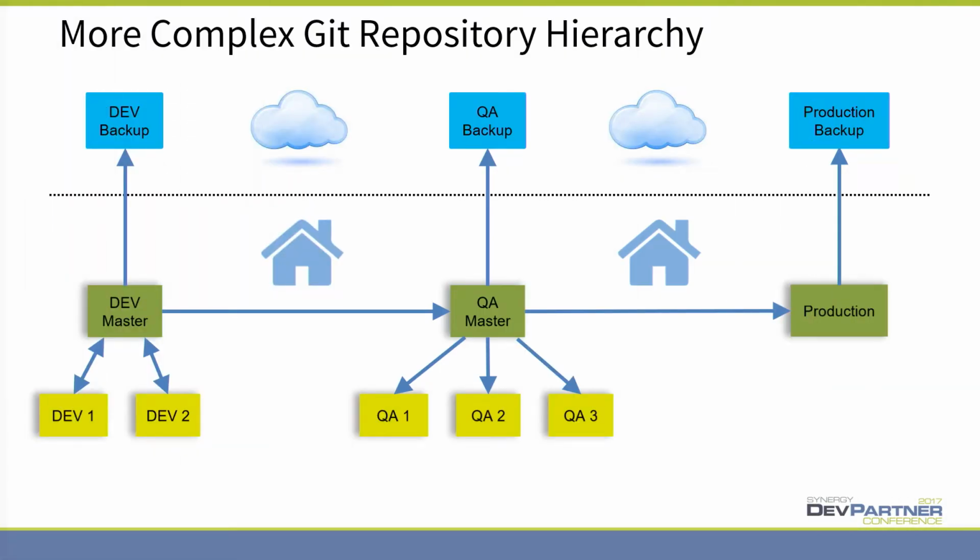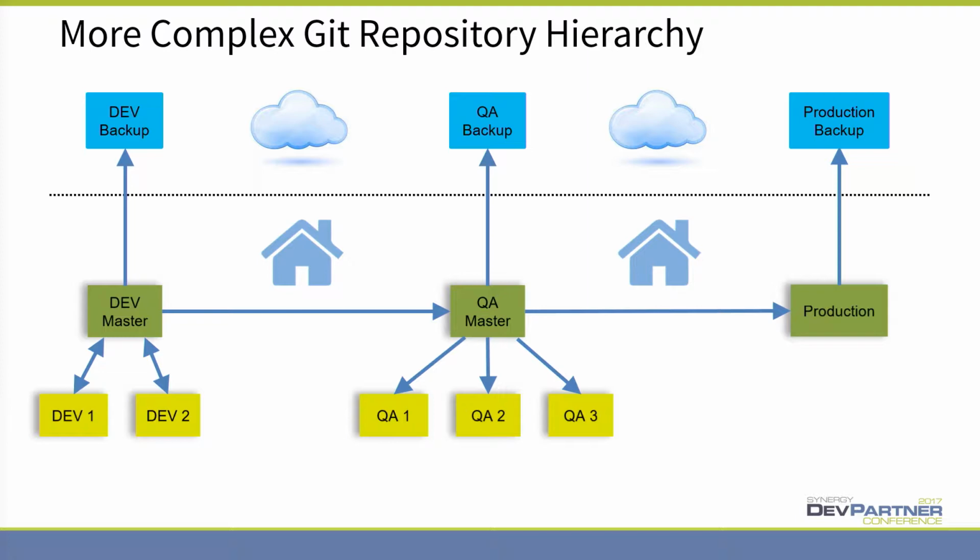A more complex hierarchy might be something like this. You might use Git repositories in your quality assurance process as well. So, the left part of the diagram there is what I just described, where you have the on-premise master and individual developers with individual working copies and a cloud backup of that possibly.